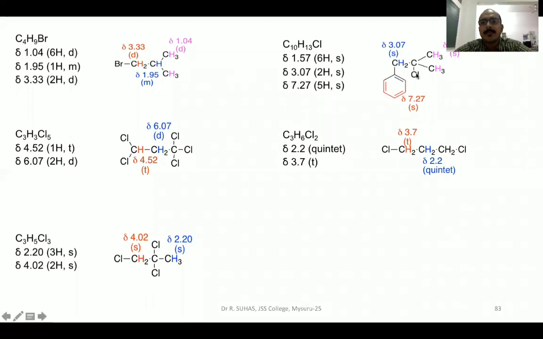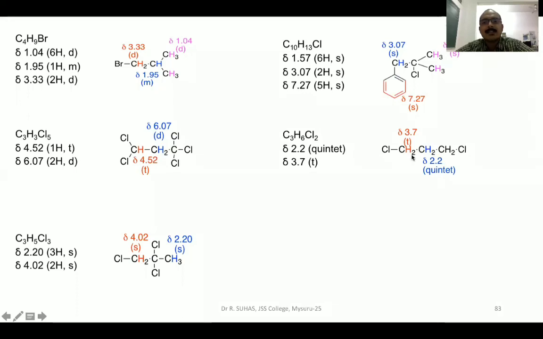Coming to the last problem for this exercise, C3H6Cl2. For this C3H6Cl2, the double bond equivalent appears to be 0. He is telling 2.2 quintet, 3.7 triplet. He is not telling how many number of protons are there. It goes without saying that quintet, if at all there is quintet, there should be neighbor CH2 and CH2. In the middle, there should be CH2 because it is appearing as a triplet. So you can definitely write a propyl group CH2, CH2, CH2.